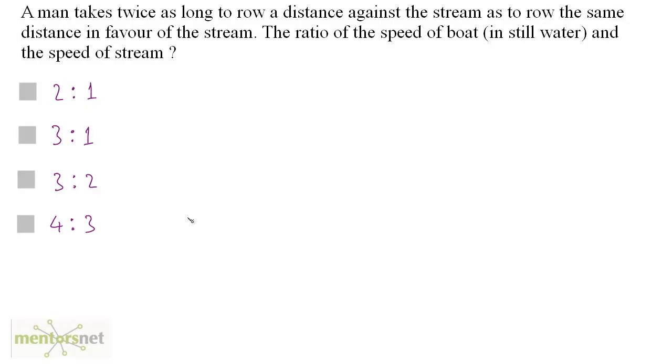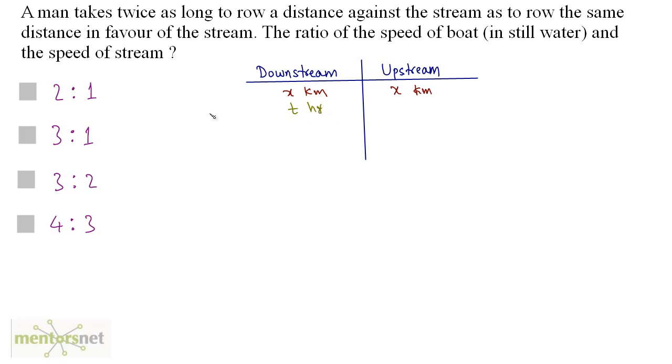A man takes twice as long to row a distance against the stream as to row the same distance in favor of the stream. What is the ratio of the speed of boat in still water and the speed of stream? You actually have two situations here, downstream and upstream. Let the distance traveled be x kilometers, and let the time taken to travel downstream be t hours. Now it is given that the man takes twice as long to row a distance against the stream as to row the distance in favor of the stream. So upstream the time taken is twice t hours.